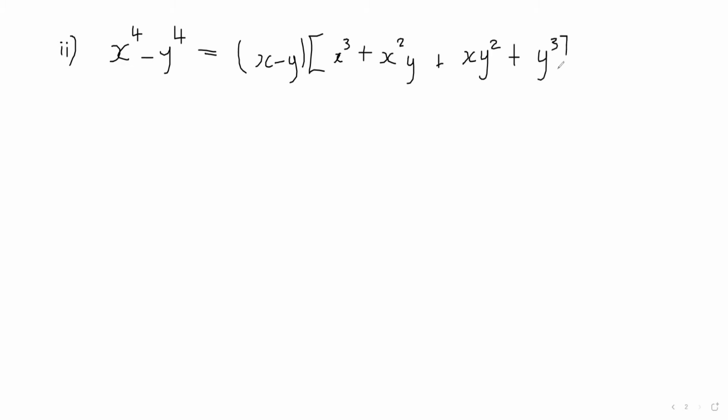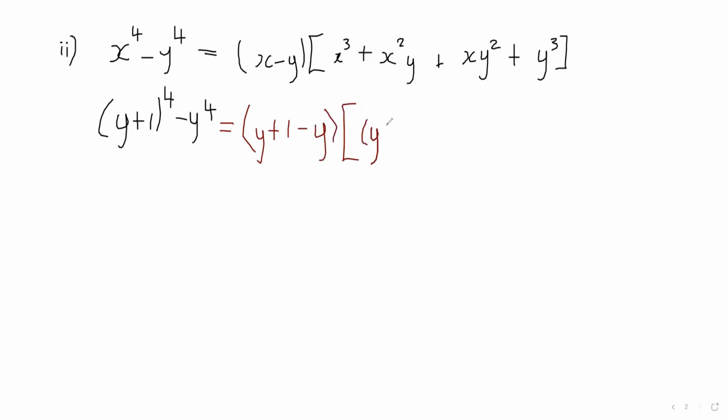Now it says hence. Hence, we're supposed to work out y plus 1 to the 4 minus y to the 4. Since it's a hence, what we're going to do is replace x with y plus 1. Replacing x with y plus 1, what you get is that it's equal to y plus 1 minus y, multiplied by, this becomes y plus 1 all cube. This becomes now plus x squared is now y plus 1 all square, multiplied by y, plus this x now is y plus 1 times y squared plus y cubed. All right, and that's it.